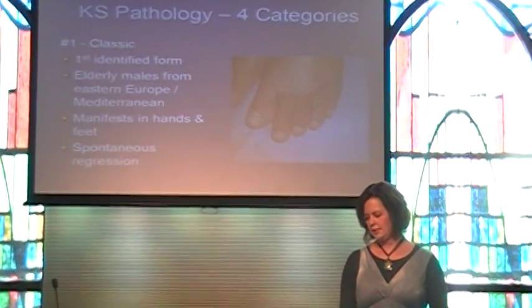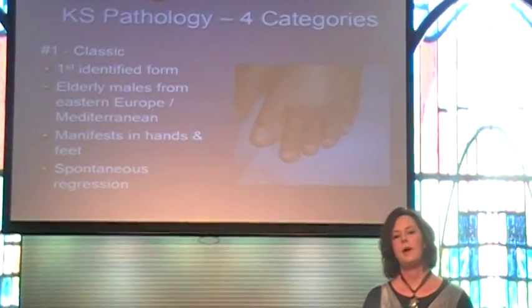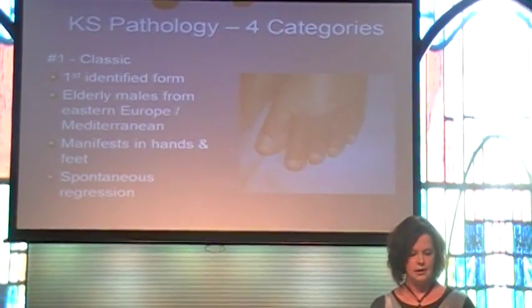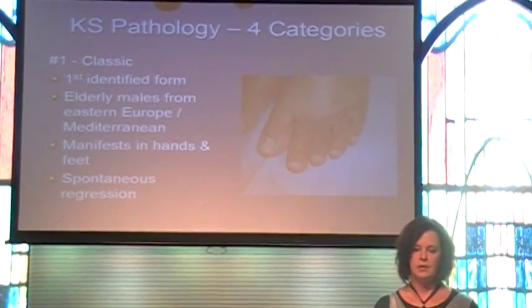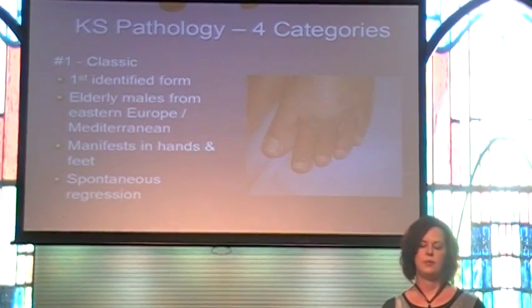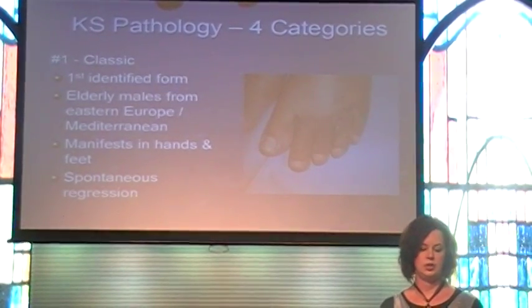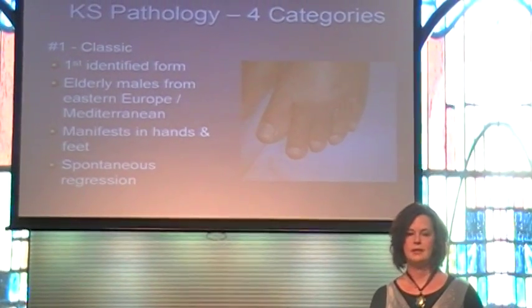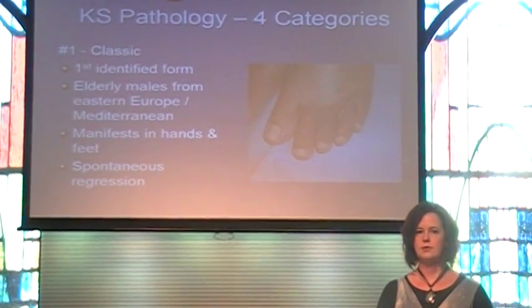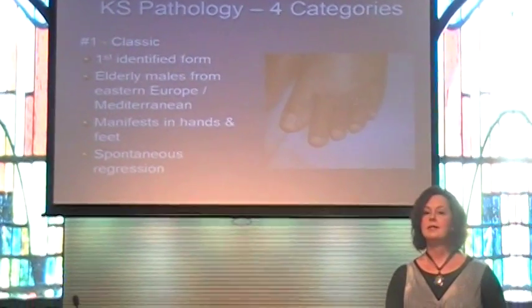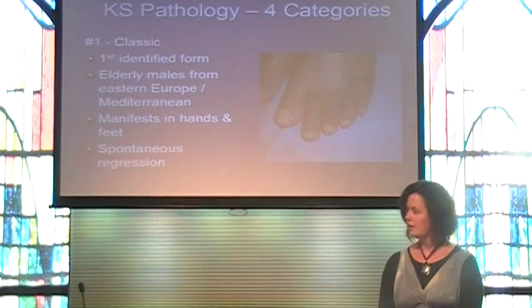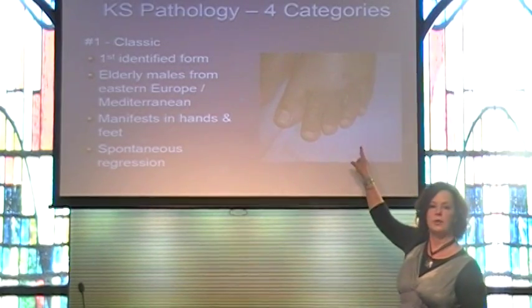To begin the pathology section, it will help you, the listener, to know about the 4 different categories of KS. The first one is the classic. It was the first identified form, and it typically affected elderly males from the Eastern European Mediterranean region. It manifests in hands and feet and spreads to arms and legs, occasionally affecting mucosal surfaces and internal organs. It is the one, though, that could possibly have spontaneous regression. Note the lesions on the 4th toe in the picture.